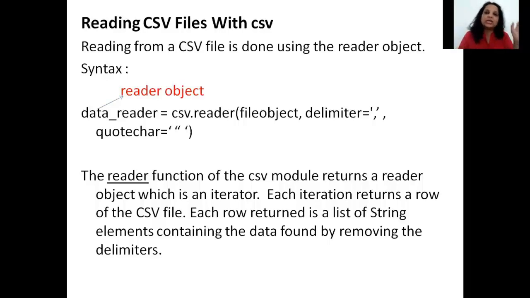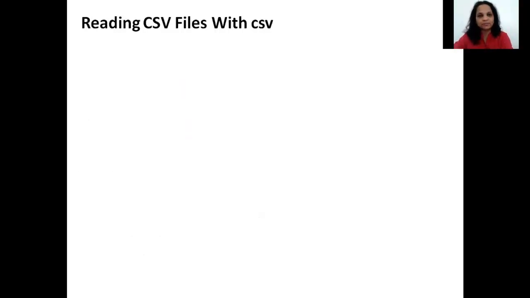The list will contain as many elements as there were data elements in that row of the CSV file, without the delimiter. So whatever your delimiter is, the delimiter is not going to be a part of the contents of the list. The first data in the CSV file will be the first element in the list, then the second element, the third element, without the delimiter. That's what you're going to see in the list. Is that clear? So let's see an example.